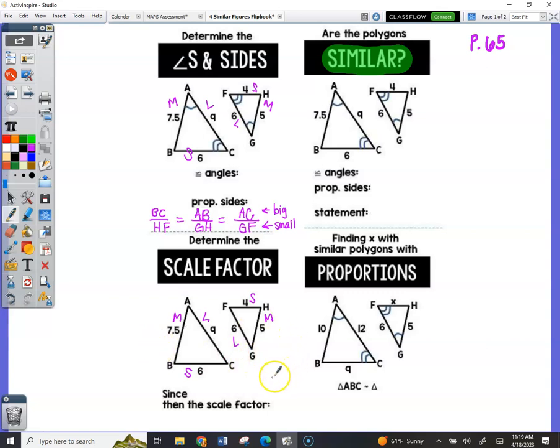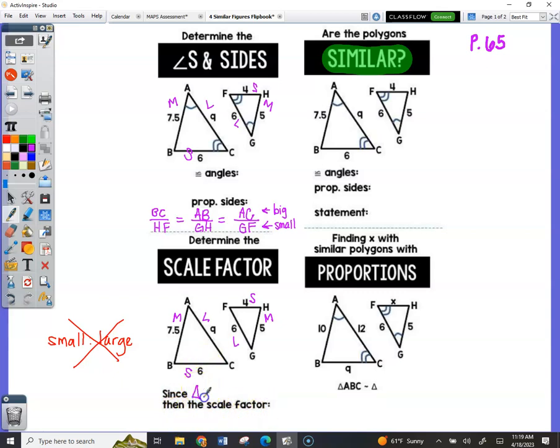You will not set it up. I'm going to go, red means wrong. Don't write this down either. But you do not want to set up small to, say, large. Because if you do that, you're going to get the wrong answer. Okay? It says, since blank, then the scale factor is.